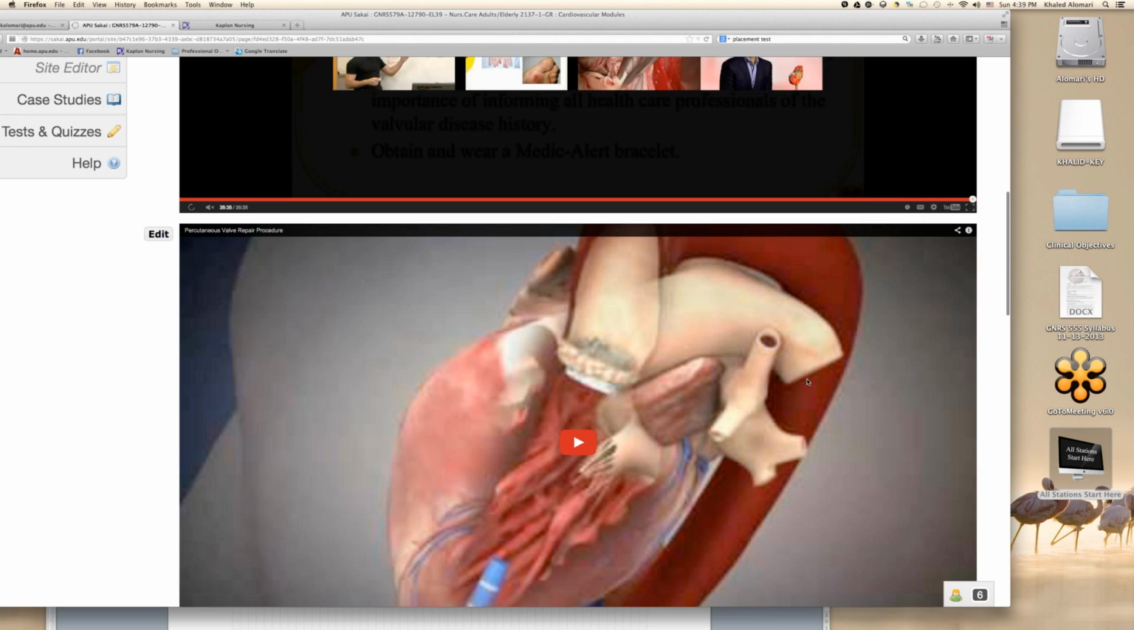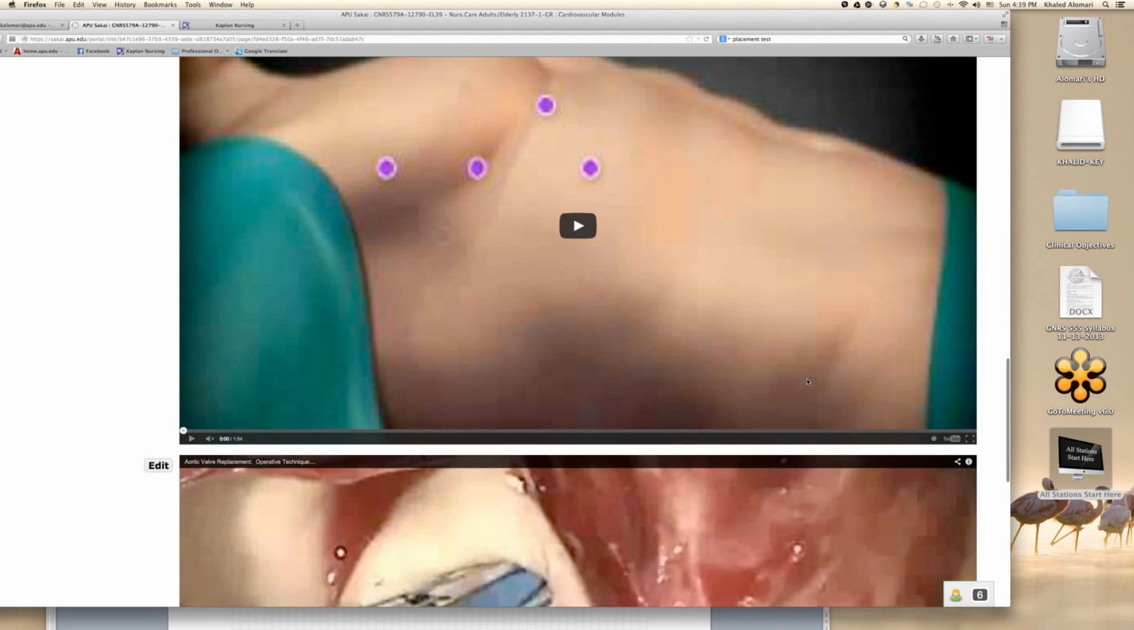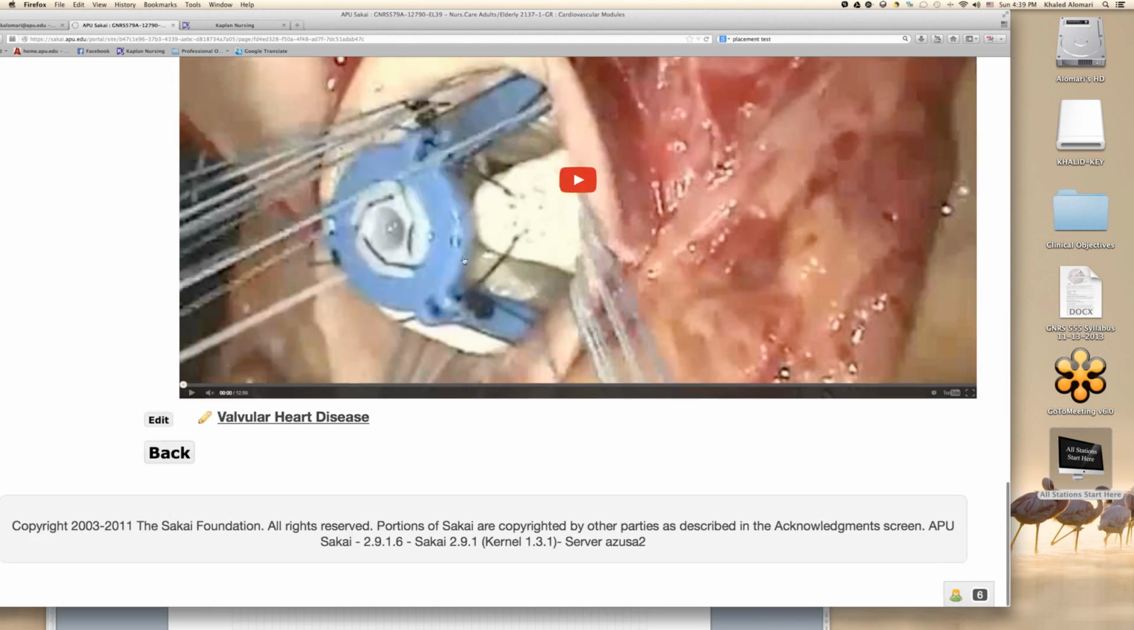Okay. So here are more videos that can help you, and this is a procedure of valve replacement, new valve.